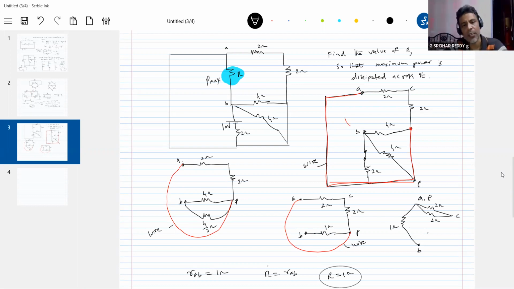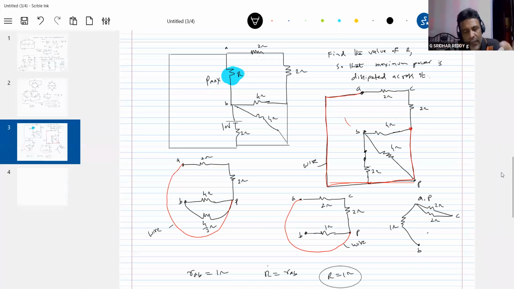So what should I do here now? I should find out the effective resistance. I should replace the terminals across AB. First, I'll remove the resistor R. Then across AB, what is the effective resistance seen by this circuit?